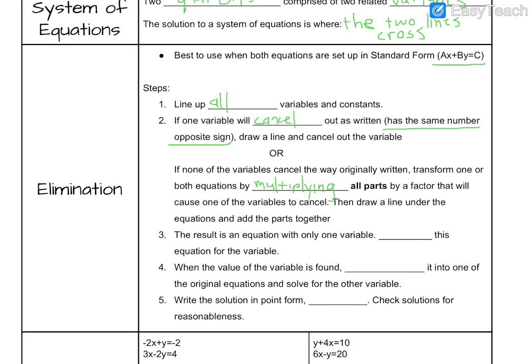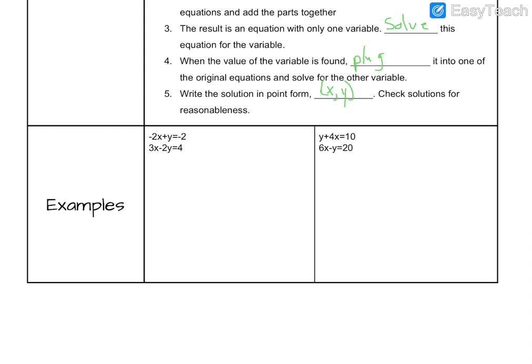Alright, the result is an equation that only has one variable, so we're going to solve this equation for the variable. When the value of the variable is found, we're going to substitute it, or plug it, into one of the originals and solve for the other variable. So we're going to write our solution again in point form, so our xy coordinate, and check our solutions for reasonableness.